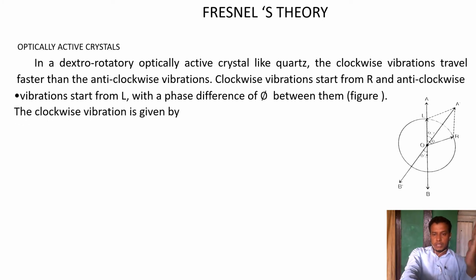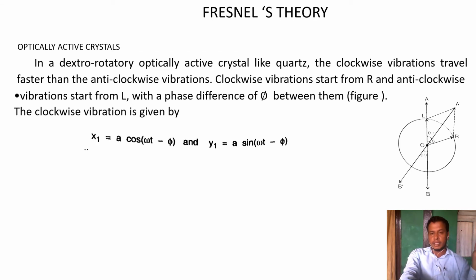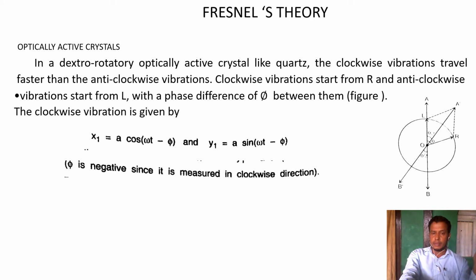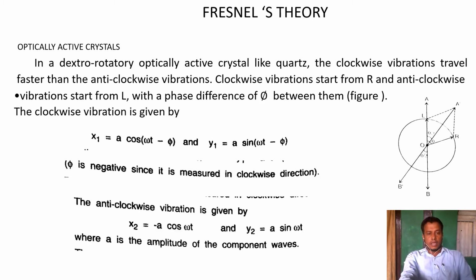So for the clockwise direction, it can be given by the term x1 equal to A cos omega t minus phi. There is a phase difference, so it carries phi, and y1 is A sin omega t minus phi, where phi is negative and is measured in the clockwise direction. For anti-clockwise vibrations, x2 is equal to minus A cos omega t, and y2 is equal to A sin omega t. A is the amplitude, omega t is the phase.